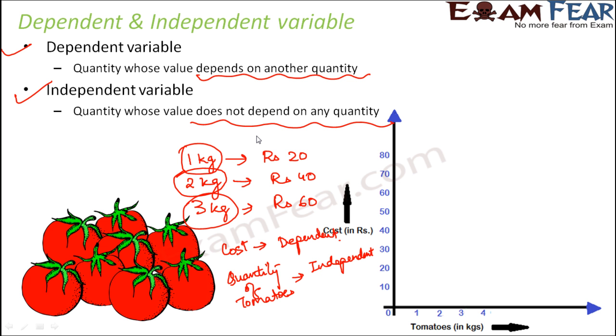Now, if you want to plot this in a graph, what do you do? You take the tomatoes, which is the independent variable, along the x-axis, and the dependent variable along the y-axis. So for 1 kg tomato, the cost is 20. For 2 kg tomatoes, the cost is 40. For 3 kg, it is 60, and so on. So you will get a graph like this. Correct? Now, there is no hard and fast rule, but in many cases we see that the independent variable is taken on the x-axis and the dependent variable is taken on the y-axis.